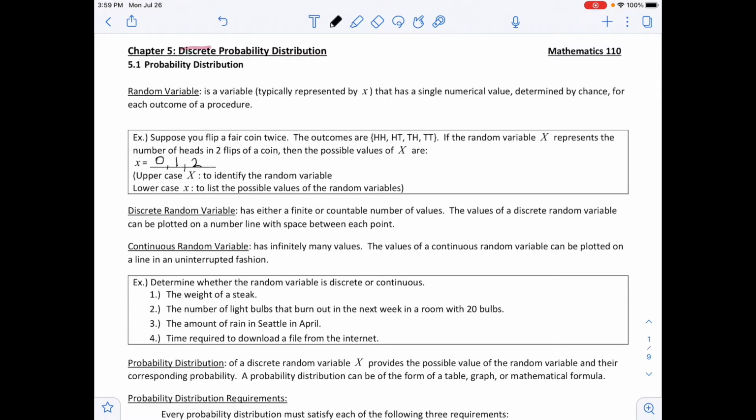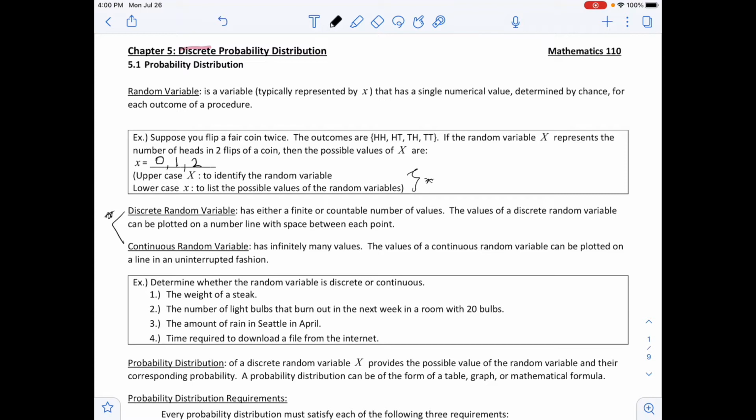So notice that there is both an uppercase X and a lowercase x, and that's discussed right below. The uppercase X is used to identify the random variable, whereas the lowercase x is used to list all the possible values of the random variable.